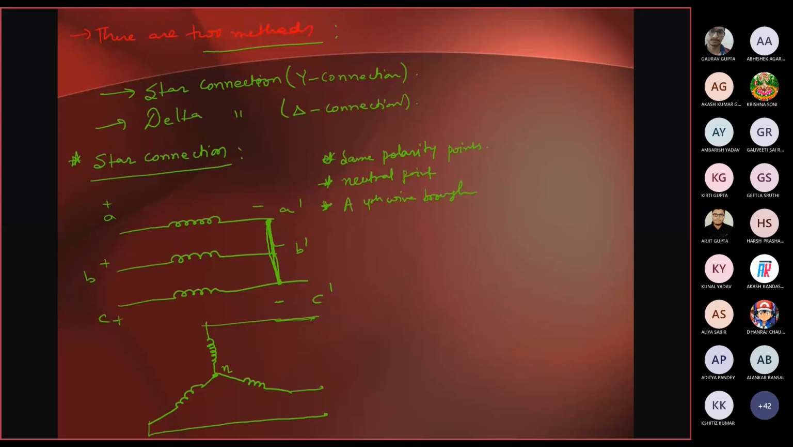So a fourth wire brought out from the neutral point is known as neutral wire, right? So you have the possibility of the fourth wire also. Now what is the benefit of this fourth wire?